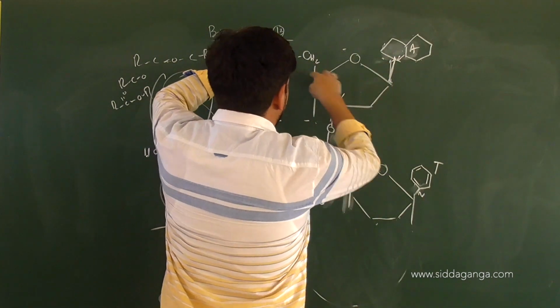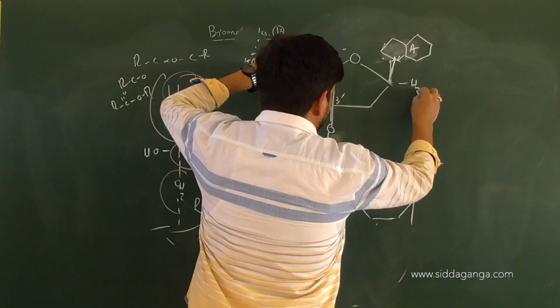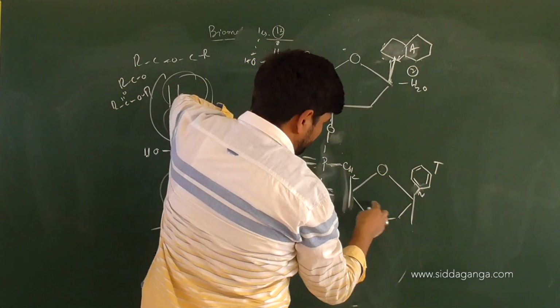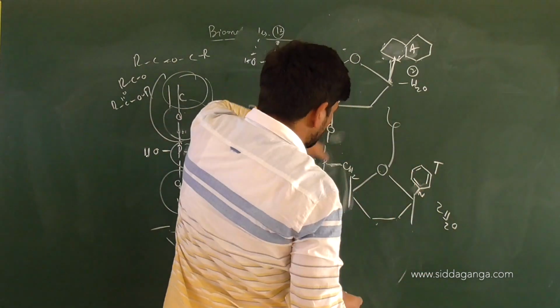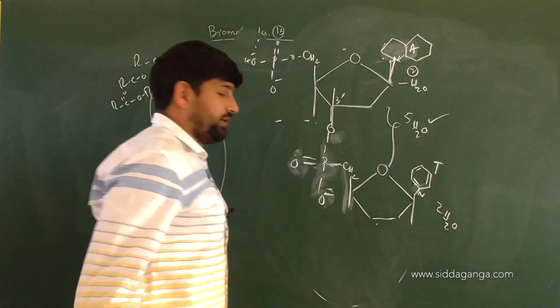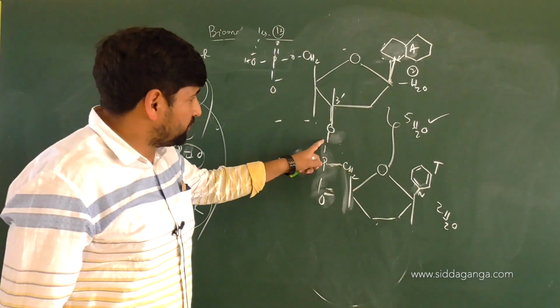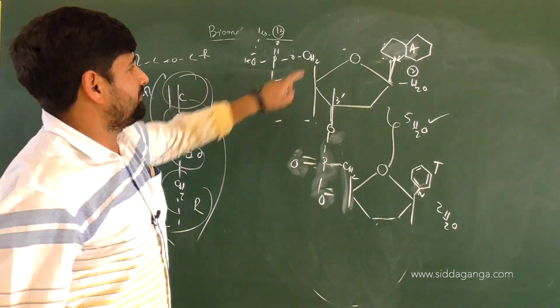So when one mononucleotide is made, one nucleotide is made, water molecules removed are how many? 2. Here also how many water molecules removed? 2 water molecules. So when one dinucleotide is made, the number of water molecules removed are how many? 5. There will be 5 water molecules removed, 1 from phosphodiester linkage. So now you can see that this is which carbon? 5 carbon.